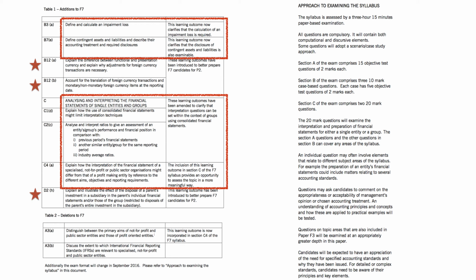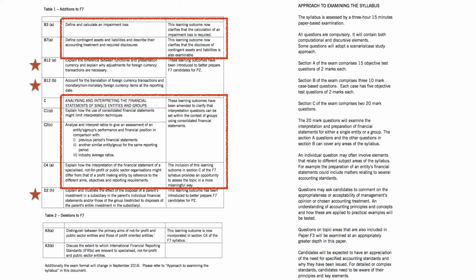This one here, that's another change that will need to be dealt with. Disposal of a subsidiary was dealt with in P2 previously. It's now going to be on the F7 paper, so that will be a new calculation that we'll need to learn. Couple of deletions, not so much deletions.